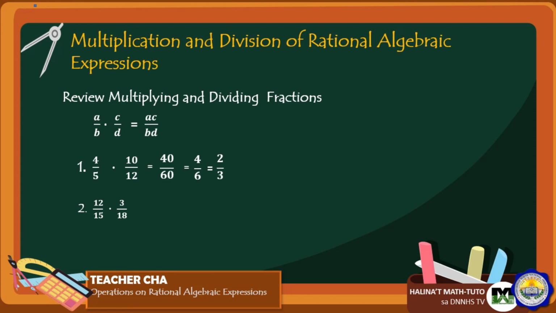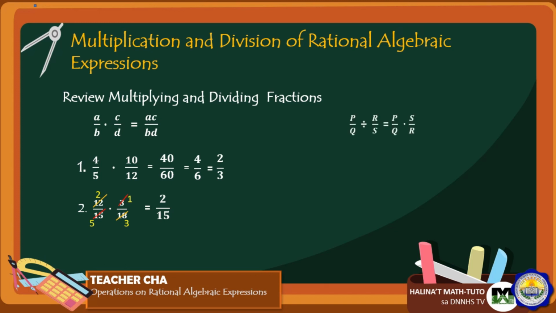Between 12 and 18, the common factor is 6. So 12 divided by 6 is 2. 18 divided by 6 is 3. Between 3 and 15, we have the common factor, which is 3. 15 divided by 3 is 5. 3 divided by 3 is equal to 1, and then multiply. 2 times 1 is equal to 2. 5 times 3 is equal to 15, and the answer is 2 over 15.